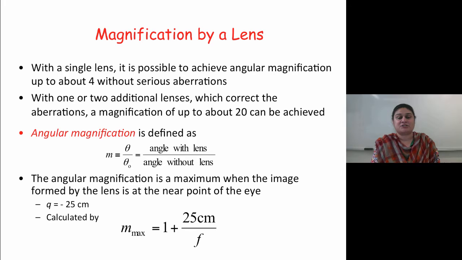Angular magnification is defined as theta over theta naught, which is the angle with the lens divided by the angle without the lens. The angular magnification is the maximum when the image formed by the lens is at the near point of the eye. For Q equals 25 centimeters, we can calculate the maximum magnification as 1 plus 25 over F.